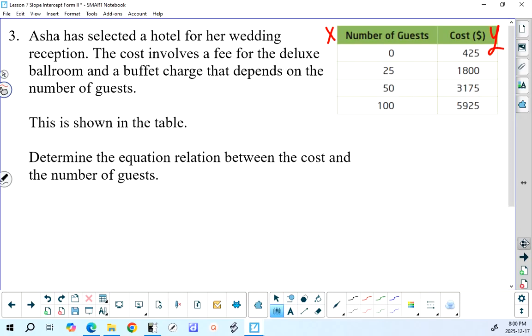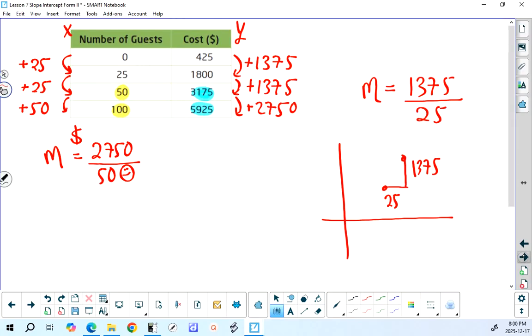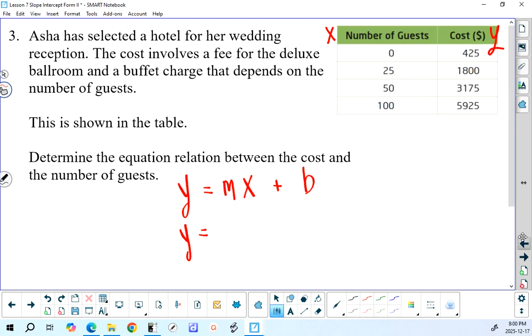Now that we know it's linear, determine the equation. Well, if it's linear, the cost will be equal to the slope times the number of people plus the y-intercept. This is how we find the equation of a linear function. Well, we've already determined the slope. The slope is 55, the slope is $55 per person. Whether you calculate it here or whether you calculate it here, you're getting a slope of 55. So y is equal to 55x plus the y-intercept.